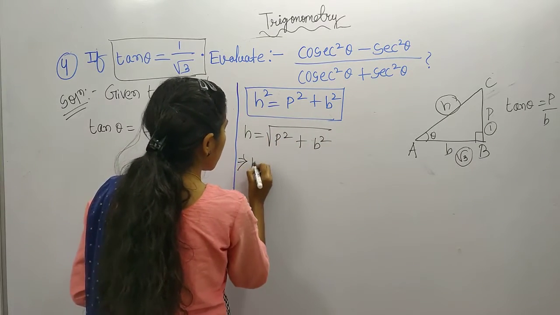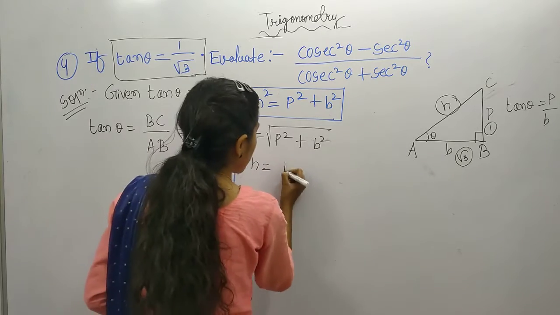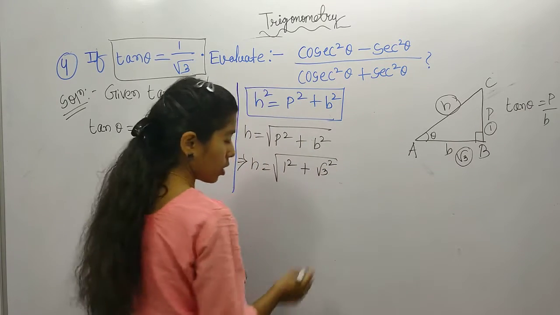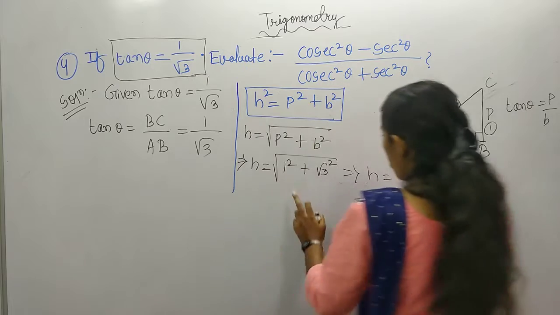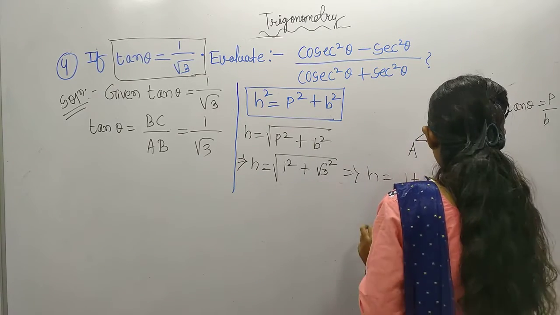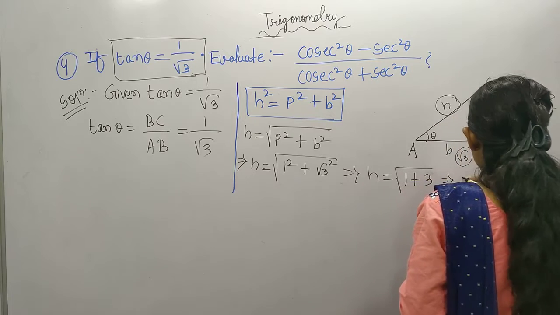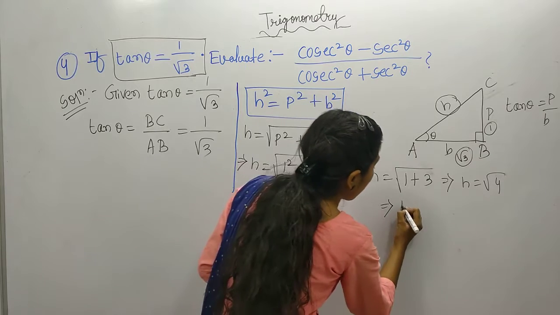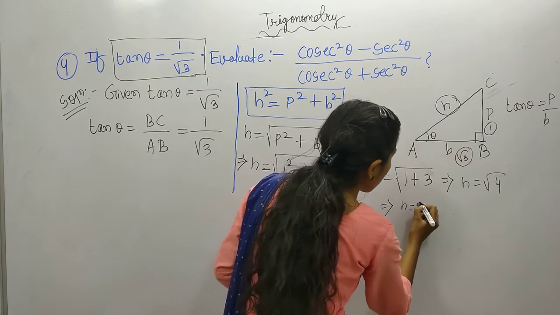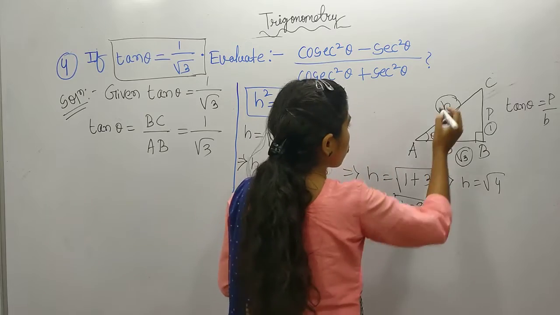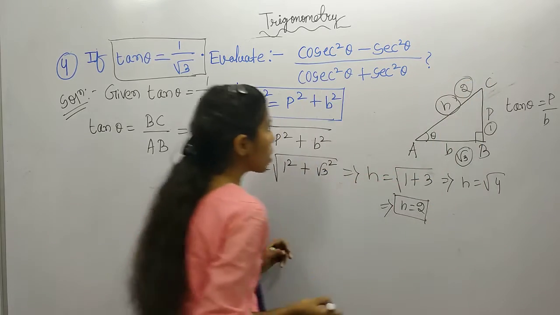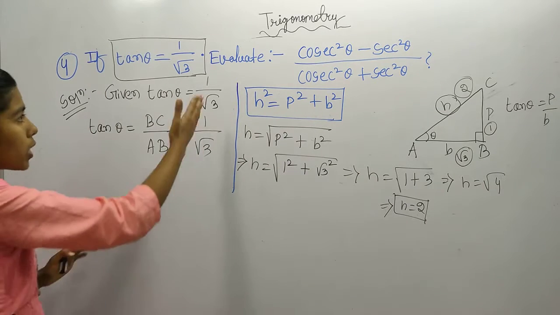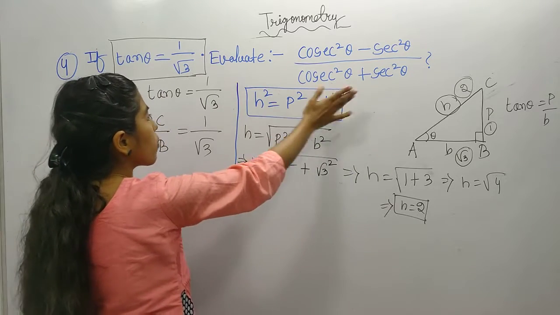So h equals root of p, which is 1 square, plus base root 3 square. That implies h equals root of 1 square, which is 1, plus root 3 square, which is 3. That implies h equals root 4, so h equals 2. So the hypotenuse is 2. We have completed the triangle. Now let's move to what has been asked in the question. Here we have to evaluate this one.